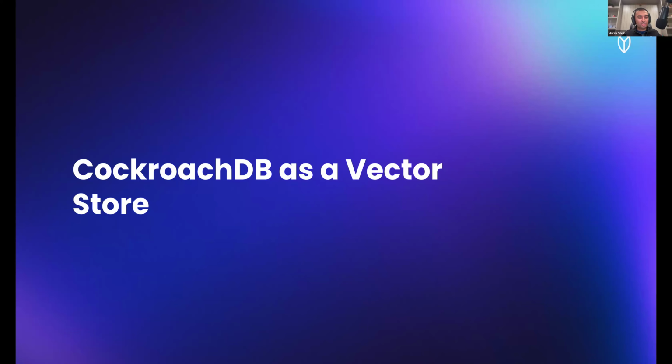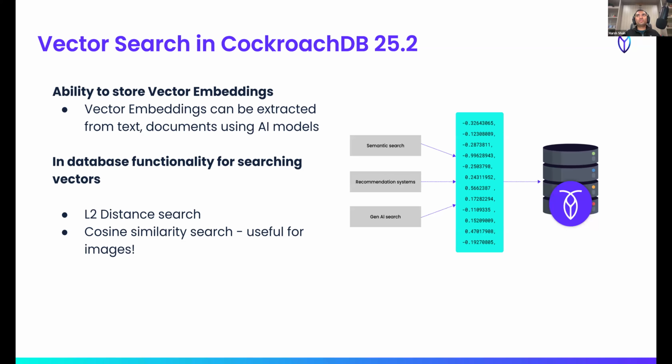We solve the challenges of scale, resiliency, pinning data and being always on, right? But let's solve this challenge as well. So we introduced vector search in CockroachDB 25.2 as GA. So now you can store vector embeddings alongside your OLTP data right within CockroachDB. In addition to that, we also give you options and functionality to do similarity searches within CockroachDB, like L2 distance search and cosine similarity search, to enable those AI use cases that you may have as an organization.